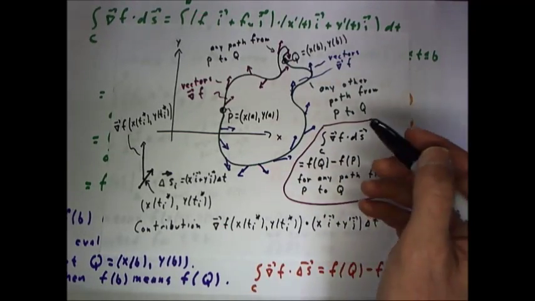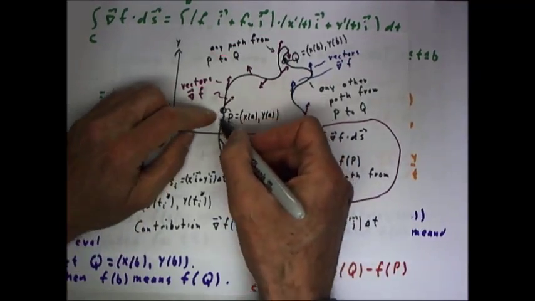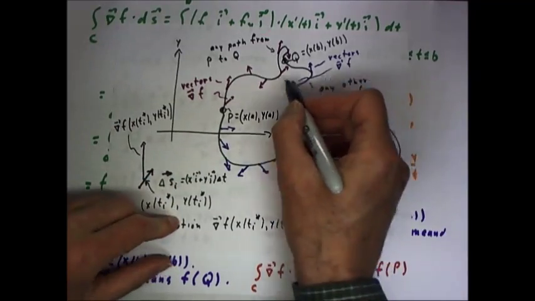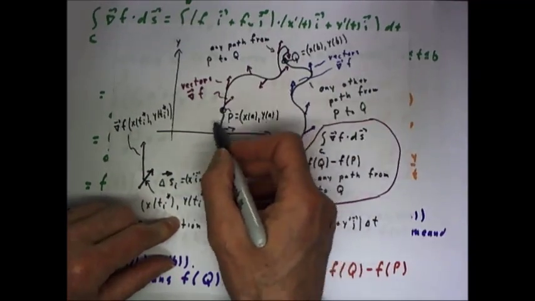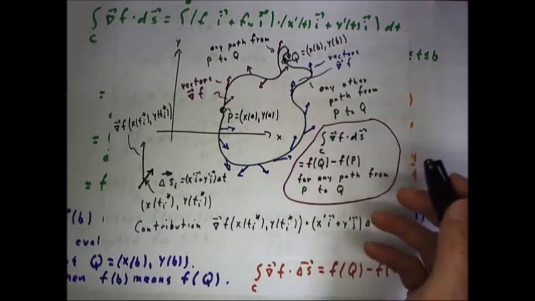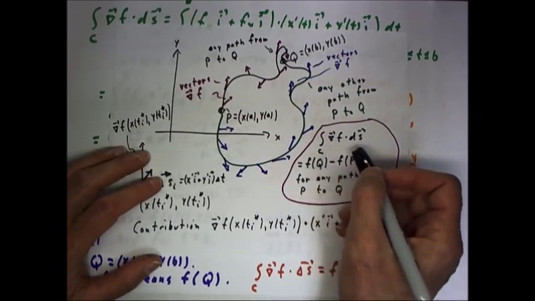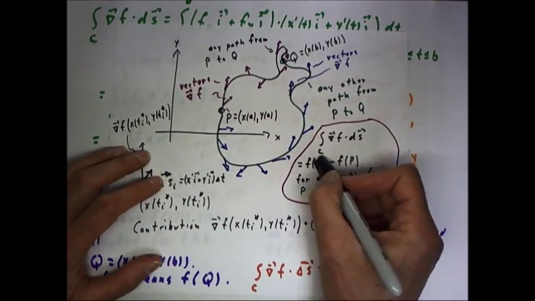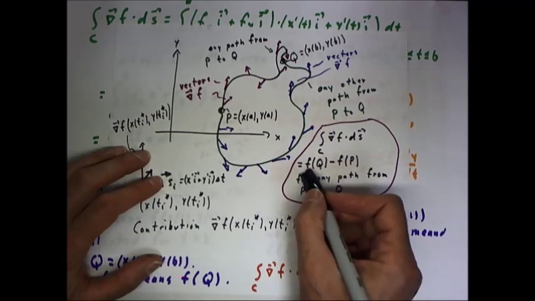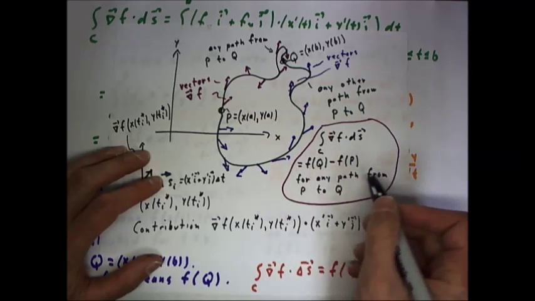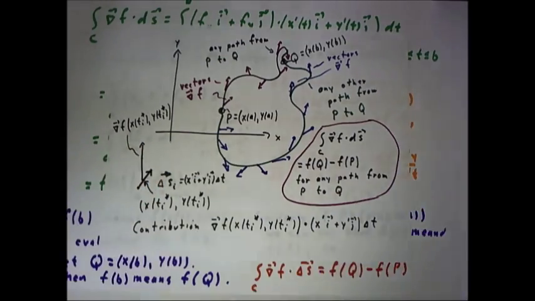It also has the implication that if we choose another path, okay, so we got one path here, we got another path here. If we integrate over this path, we get the same thing. The integral of del f dot ds over the curve is equal to f of q minus f of p for any path from p to q.